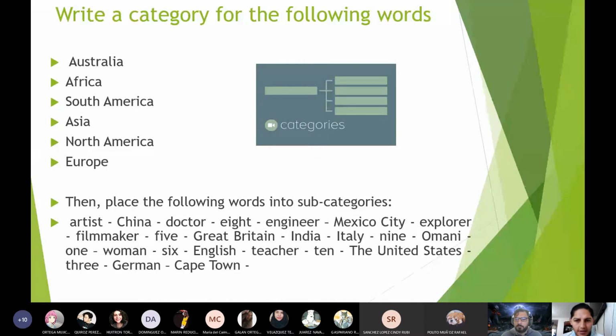We have different words here, such as artist, China, doctor, aid, engineer, Mexico City, explorer, filmmaker, 5, Great Britain, India, Italy, 9, Omani, 1, woman, 6, English teacher, 10, the United States, 3, German in Cape Town. This was supposed to be an activity in the classroom. Well, we don't have much time, and I don't think that's going to be relevant for our discussion.